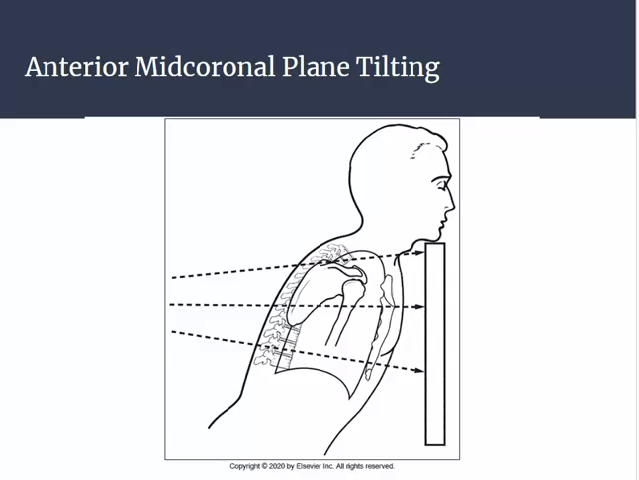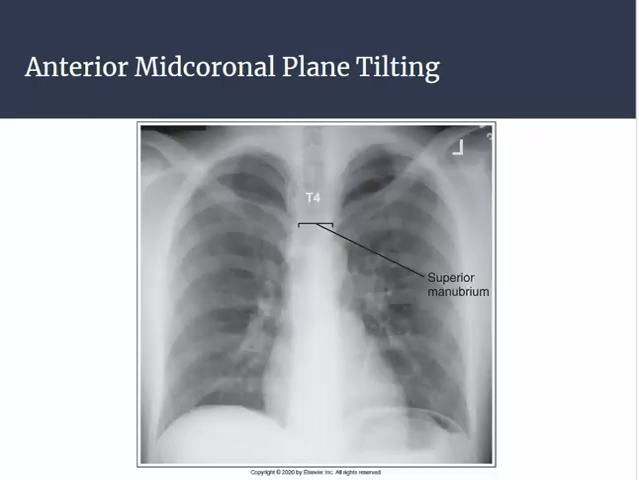So in anterior mid-coronal plane tilting, where the superior mid-coronal plane is tilted towards the IR, you will see that the manubrium will be situated at the level of the fifth thoracic vertebra, or even lower, where we want it at the fourth thoracic vertebra. I'm going to scroll to the next image to show you what that looks like.